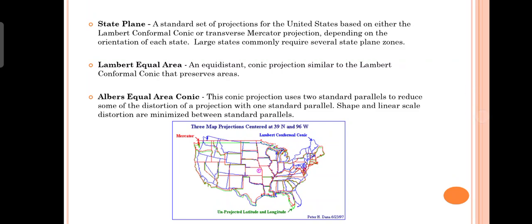Here is the picture of Lambert conformal conic, Mercator, and an unprojected latitude and longitude projection. Three projections in one frame.